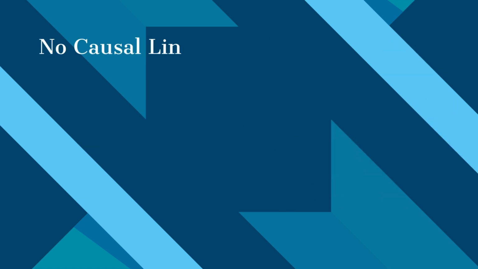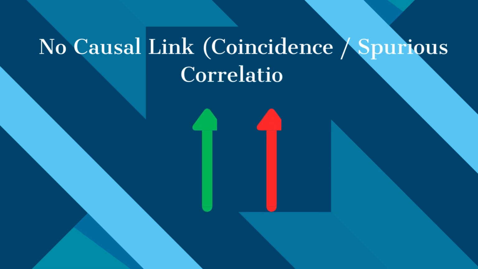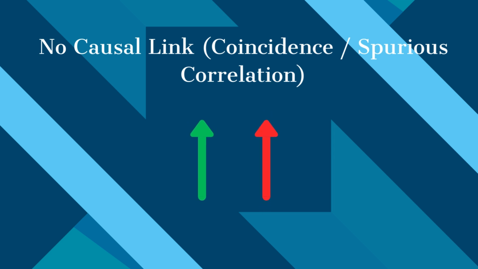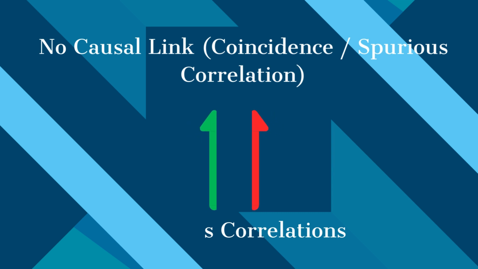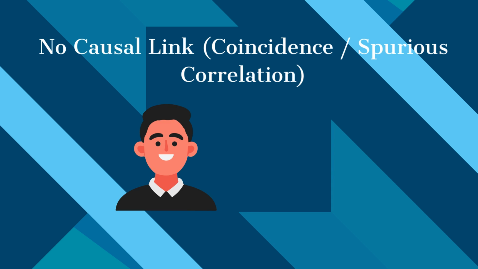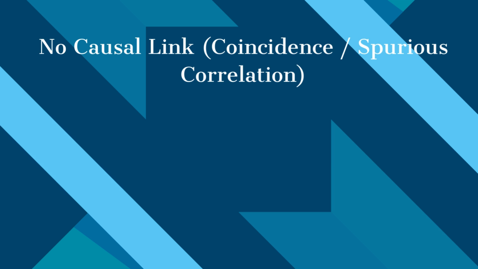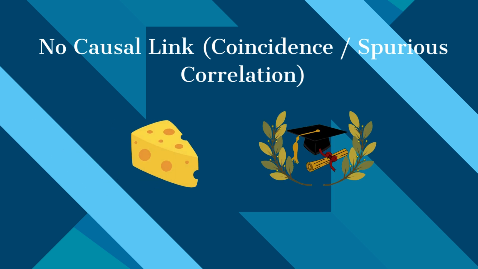Scenario 4: No causal link, coincidence or spurious correlation. Sometimes two variables move together purely by coincidence. These are called spurious correlations and they can be surprisingly strong, yet completely meaningless. For example, the number of films Nicolas Cage appears in correlates with the number of people who drown in swimming pools. Or mozzarella cheese consumption correlates with engineering doctorates awarded. These hilarious examples remind us how dangerously misleading raw correlations can be.